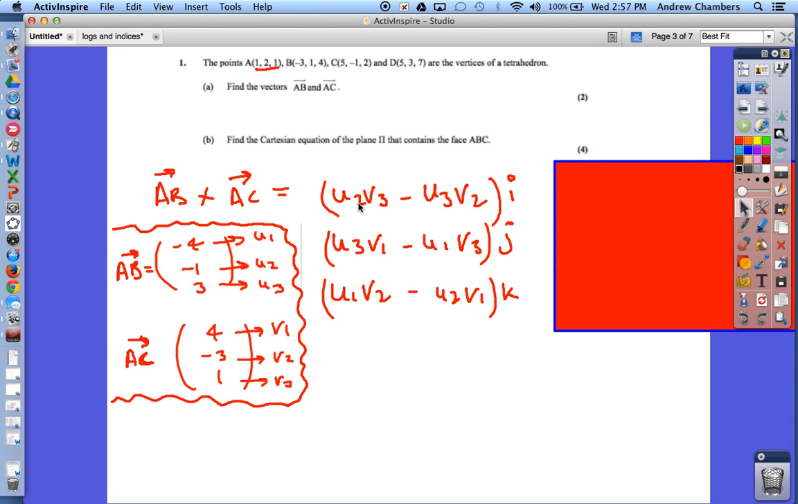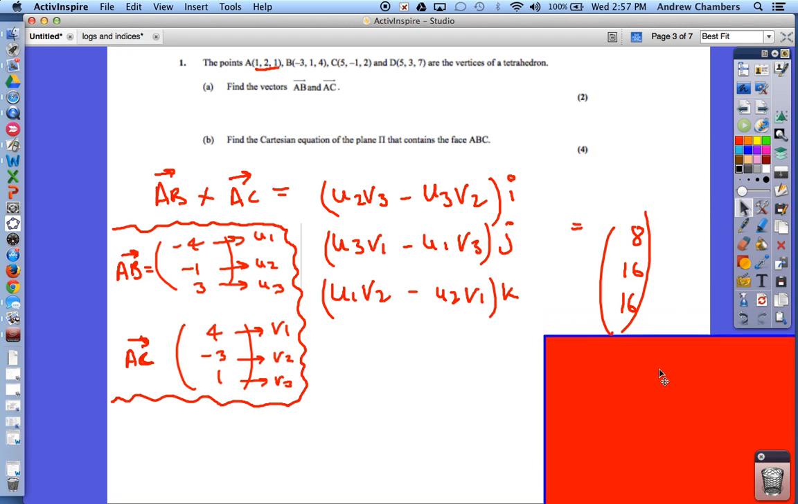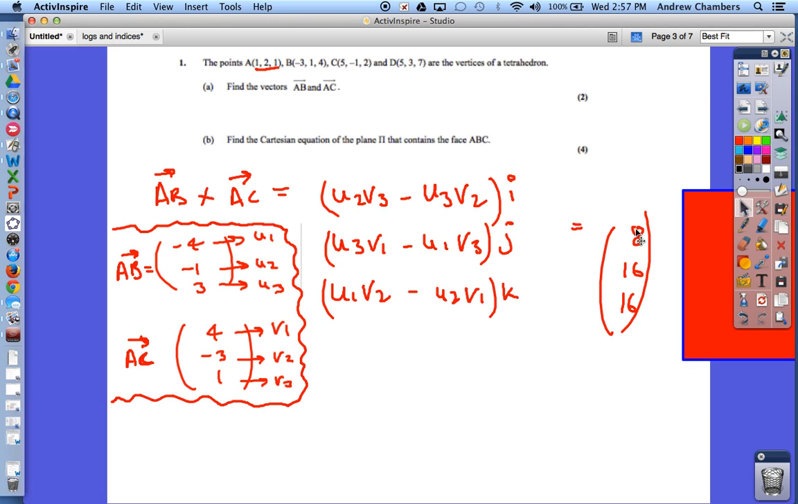In this case, U2 is -1 and V3 is 1, so that's -1, minus 3 times -3, so -1 minus 9, and if we work that out, it ends up giving us 8, and then we end up with 8, 16, and 16. We're not quite finished once we've done that. That tells us that the Cartesian equation is in the form 8x + 16y + 16z = some number, and we're not sure what number that is yet.